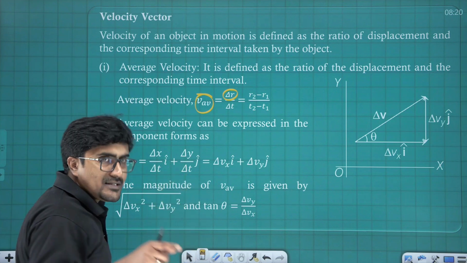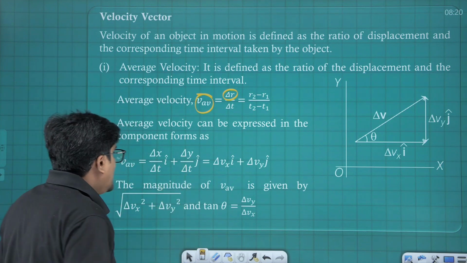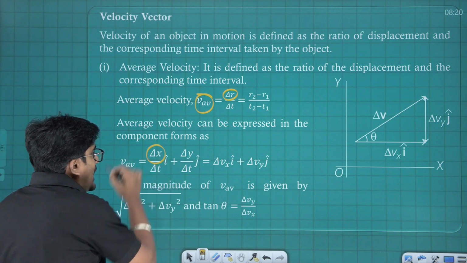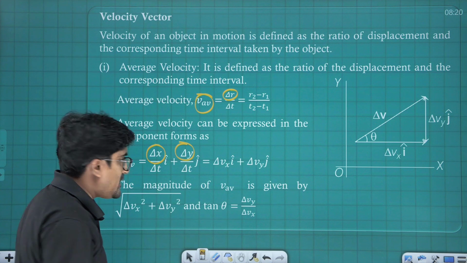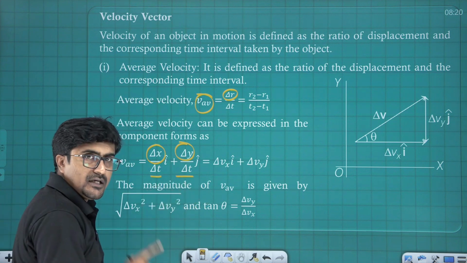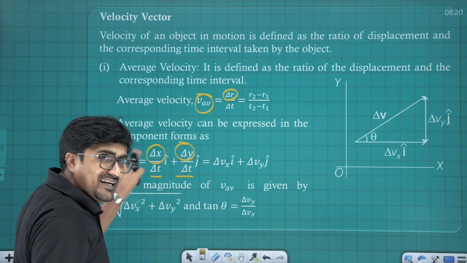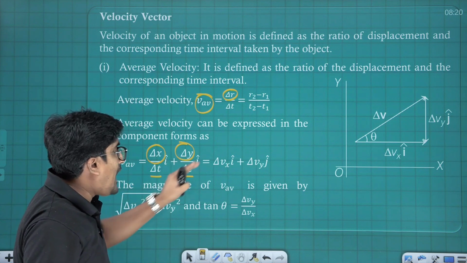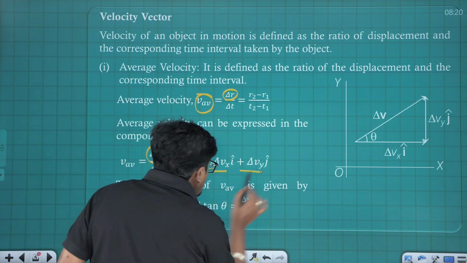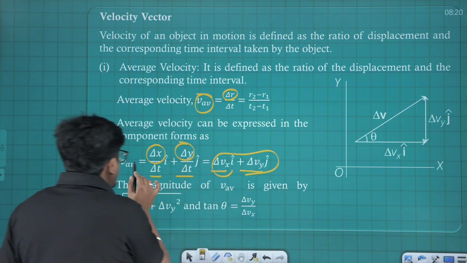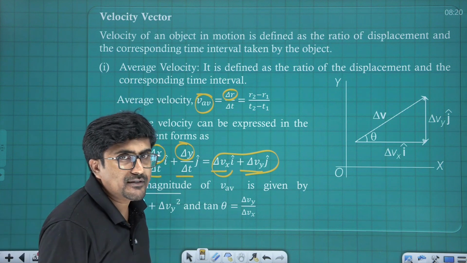Now r2 minus r1 in terms of x and y is going to be delta x i cap plus delta y j cap. That is going to be the total displacement. Dividing that by time will give the average velocity along the x-axis as delta x upon delta t, and the average velocity along the y-axis as delta y upon delta t. And this is the final expression for average velocity in the form of its rectangular components.